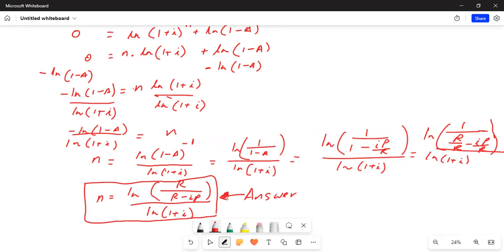So basically, a bunch of algebra simplification.